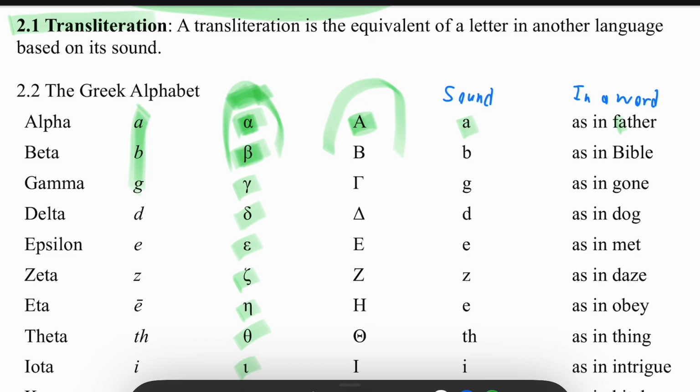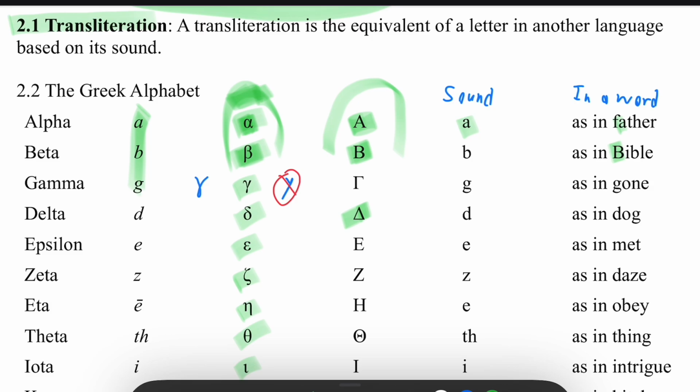Beta is going to be very similar to our letter B, both in lowercase and uppercase. And it's going to be the simple B as in Bible. Gamma looks a little bit like an English Y. It's not. It's a little bit down and kind of looped back is how you would draw a gamma. And that's G as in gone. Delta, D as in dog. This is the capital version of that. Looks like a triangle.